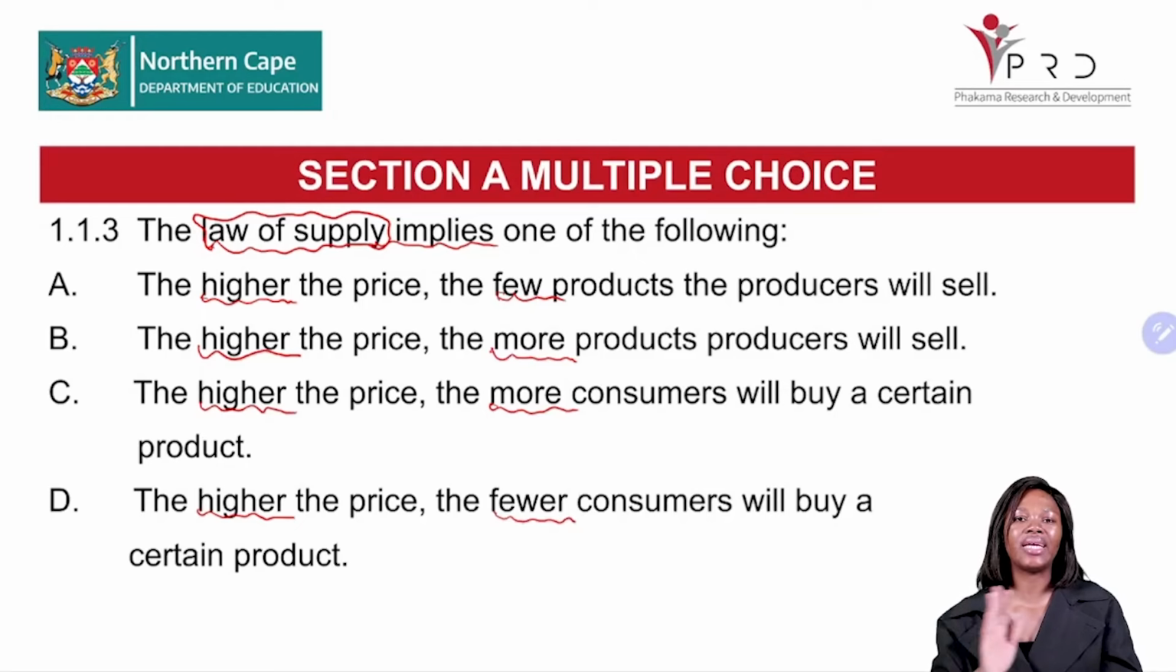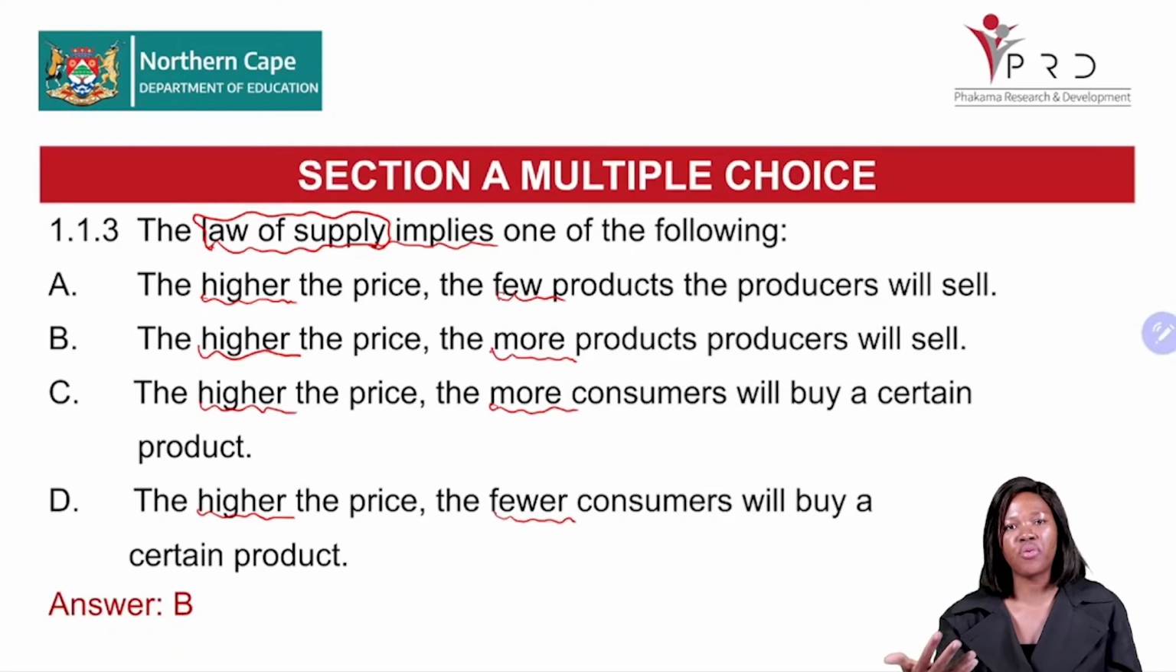When understanding the relationship between the price and the supply in a market, the producers want to sell or they want to supply agricultural product when the price is high. Meaning the correct answer will be B. Why? The higher the price, the more product producers will sell. They will only supply more product if the price in a market is high. Why? Because they want to make more profit.